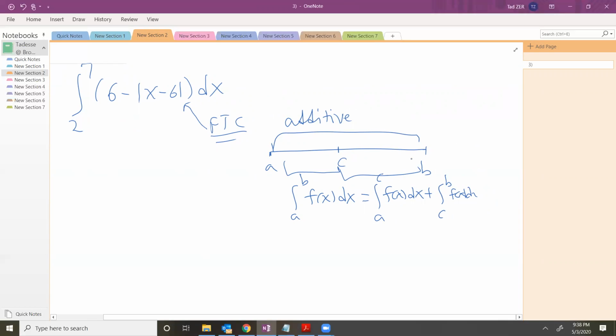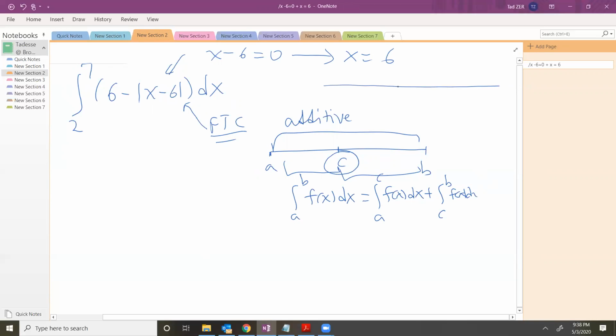Now the question is, how do you pick that c? For the absolute value case, you need to find the 0 of that expression. So x minus 6 will be 0, which means x equals 6. What does that mean? If I have a number line, and I pick a number to the left of 6, let's say 5.